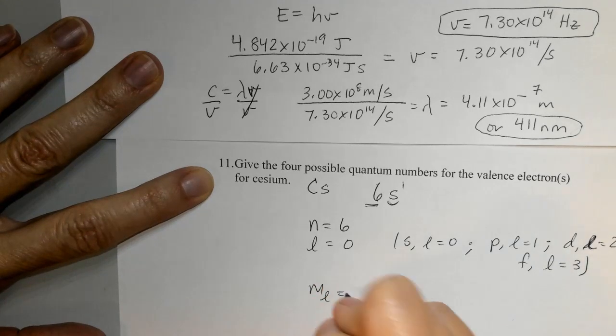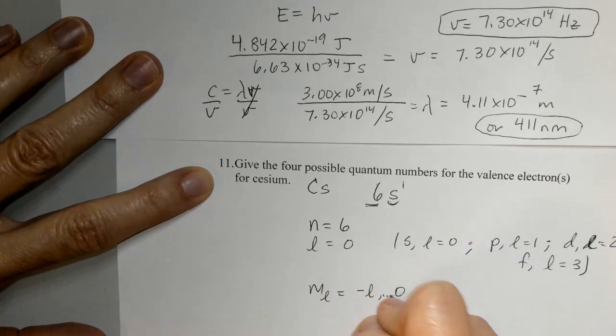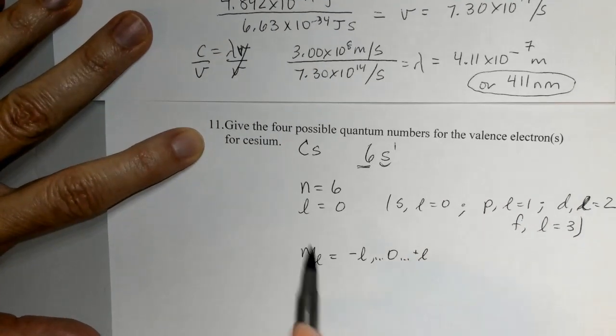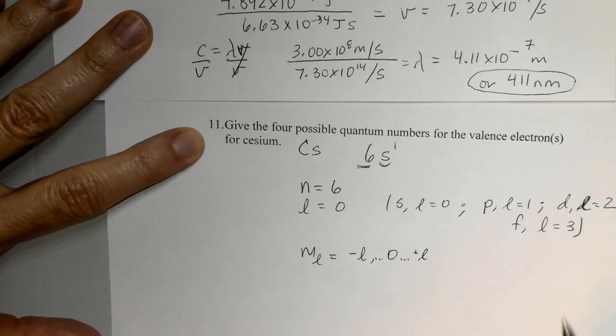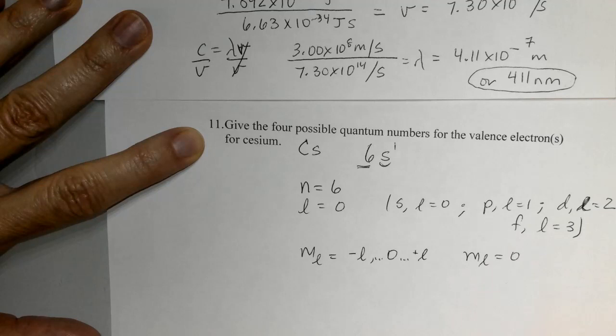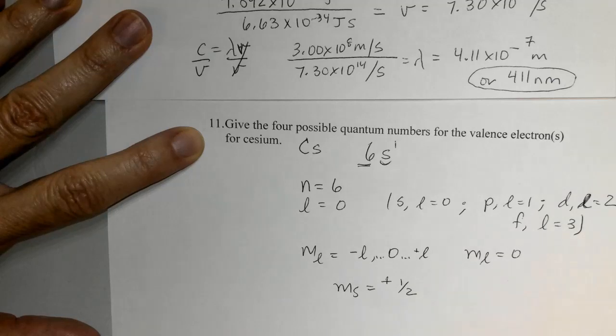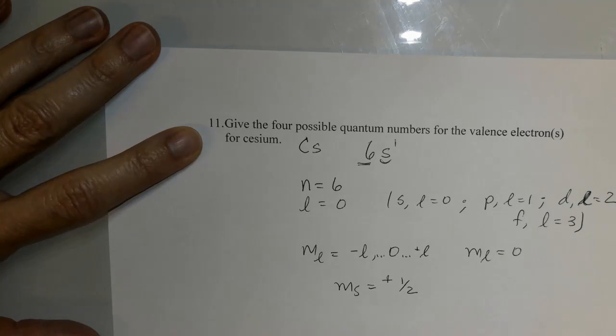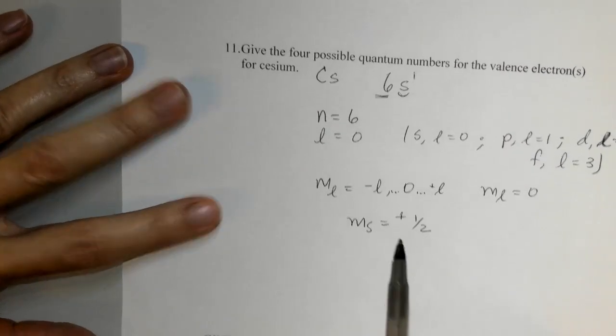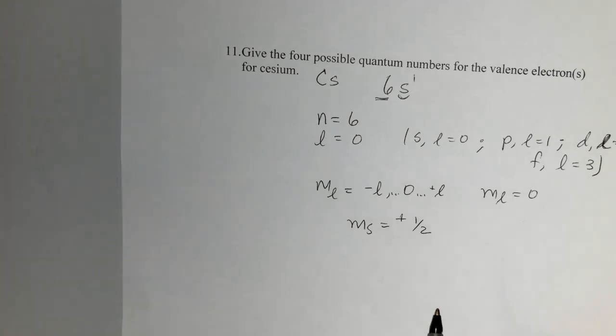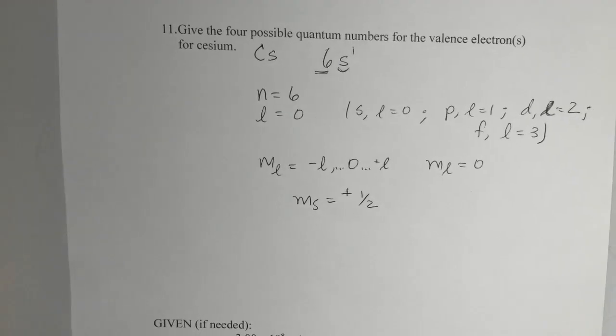Your M sub L values can be anything from negative L up to 0 up to positive L, increasing by whole numbers. So in this case, because my L is equal to 0, M sub L can only be equal to 0. And then M sub S, positive 1/2. The positive or negative 1/2, to me, how are you going to prove that? Which way is the electron spinning? So to me, either a plus or minus is always the answer for the spin quantum number. Plus or minus 1/2, both are fine. I don't think anybody could argue that the electron is spinning one way or the other.